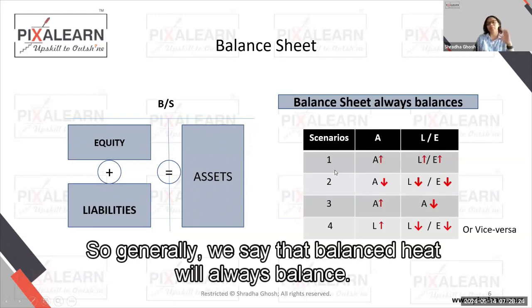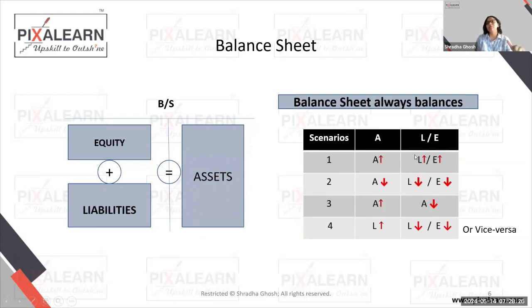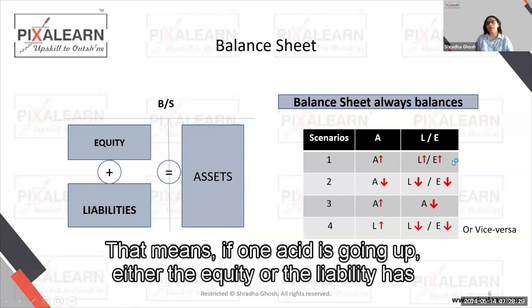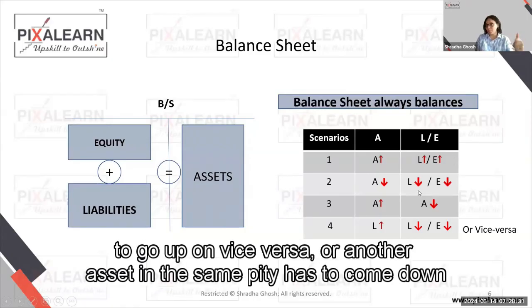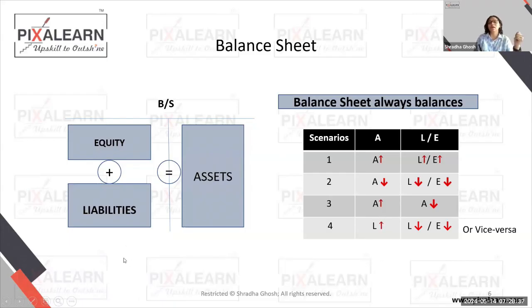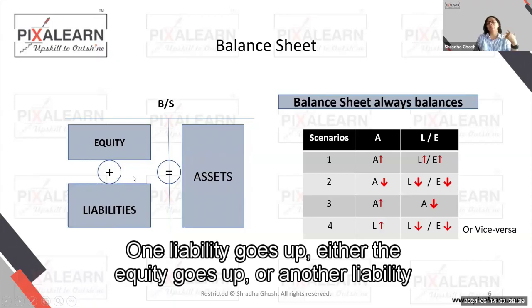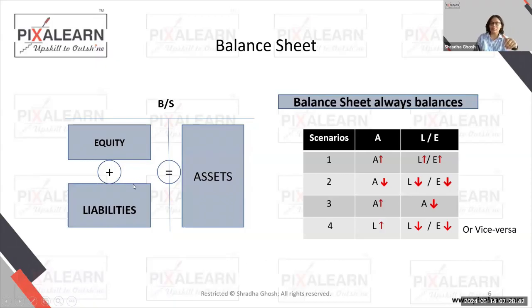So generally, we say that balance sheet will always balance. That means if one asset is going up, either the equity or the liability has to go up, and vice versa, or another asset in the same kitty has to come down. Similarly, with the liability, if one liability goes up, either the equity goes up, or another liability comes down, or the asset goes up. Okay.